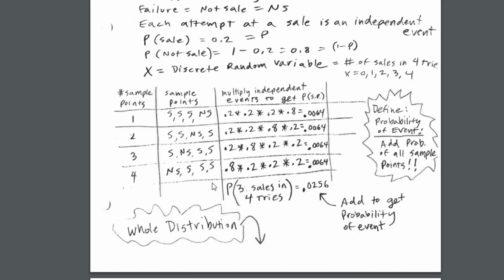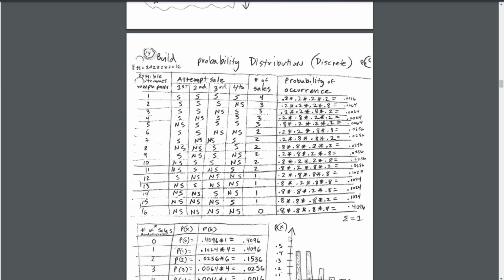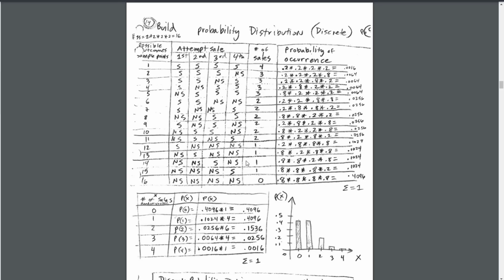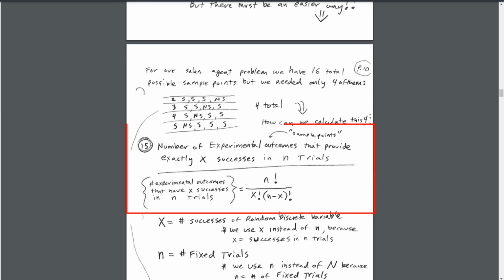Well, we're going to scroll down and see. And when we scroll down, there's something big and scary on the next page. Oh, man, that's every single sample point for trying to make a sale 4 times. We definitely don't want to do that. But when we scroll down, there's the last bit we need for our formula. That's the formula for number of combinations. That'll give us the number of experimental outcomes, our sample points, that provide exactly x successes in n trials.